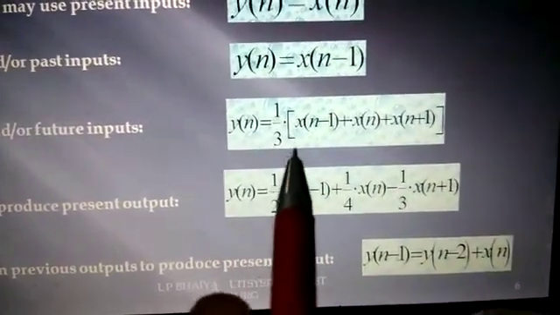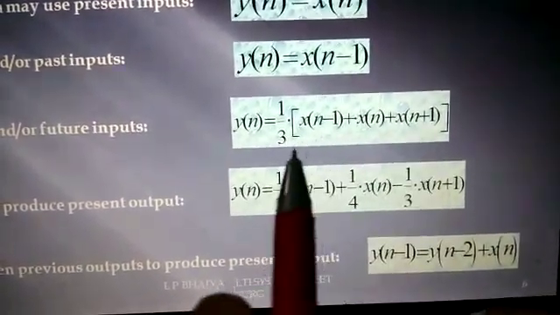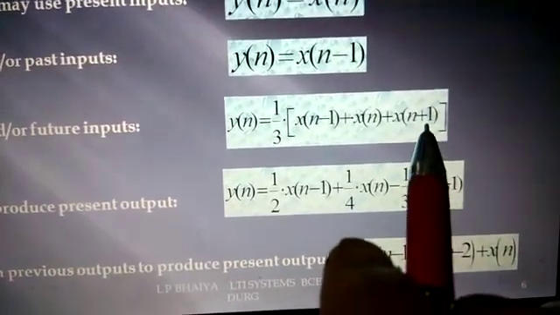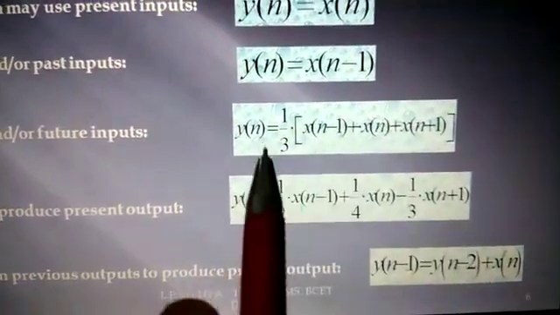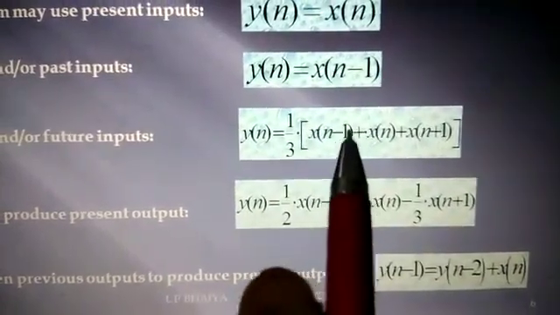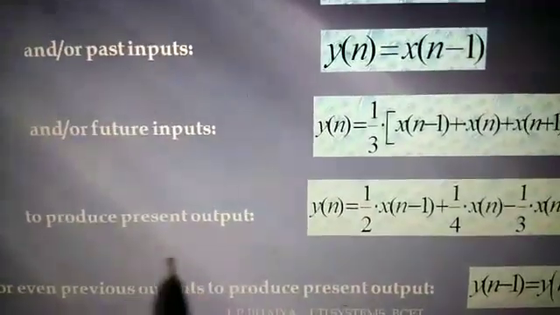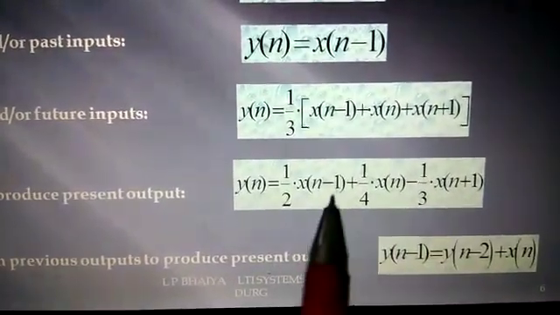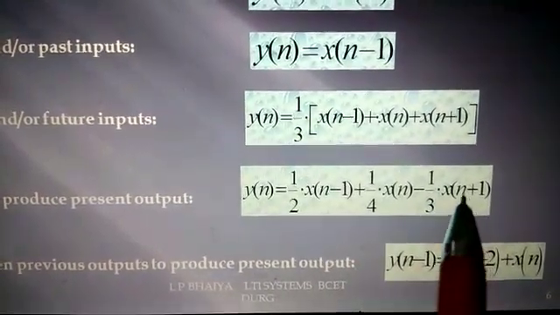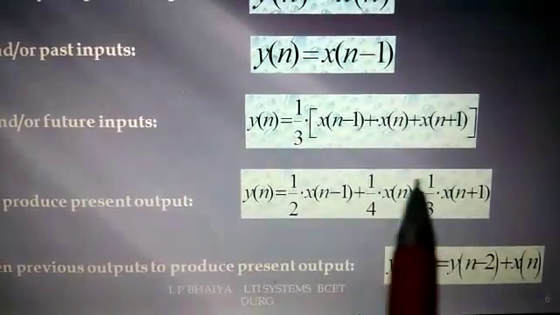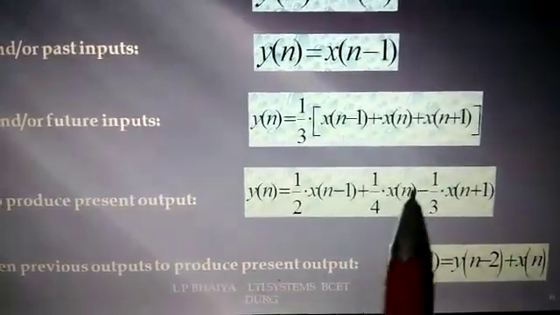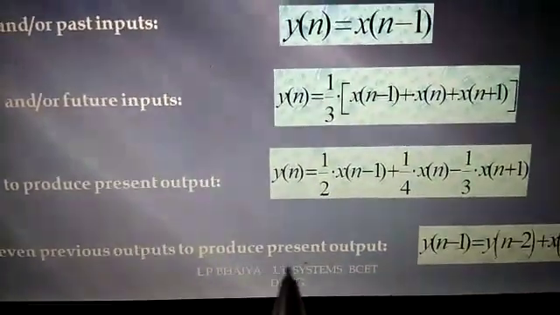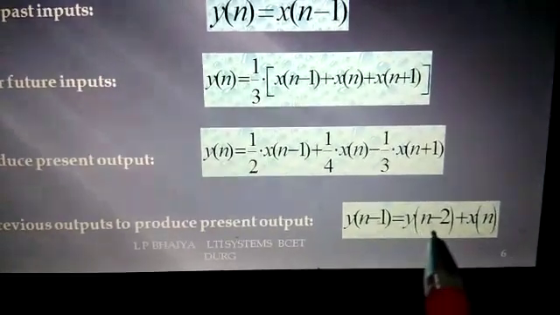So this y of n is the average of these 3: past value x of n minus 1, present value x of n and future value x of n plus 1. So this is the combination of all past, present and future. Similarly, to produce the present outputs, you can have any type of relation. This is called weighted functions, and weighted functions are added here. Any type of discrete time system has such relations, or even previous outputs can be used to produce the present outputs like this.